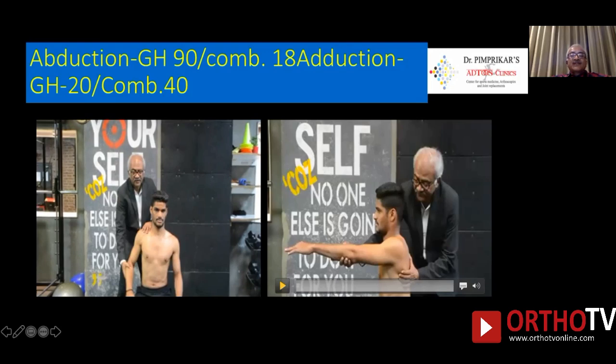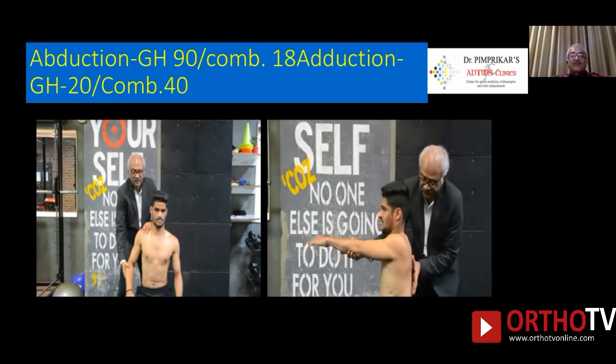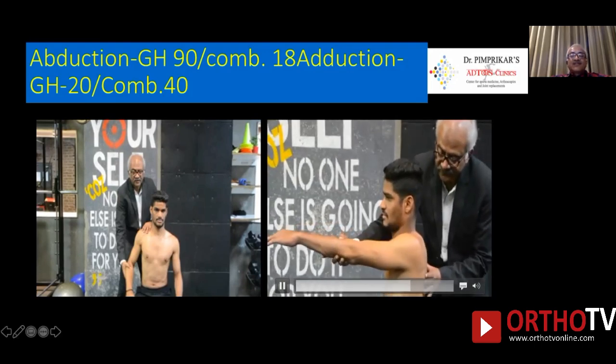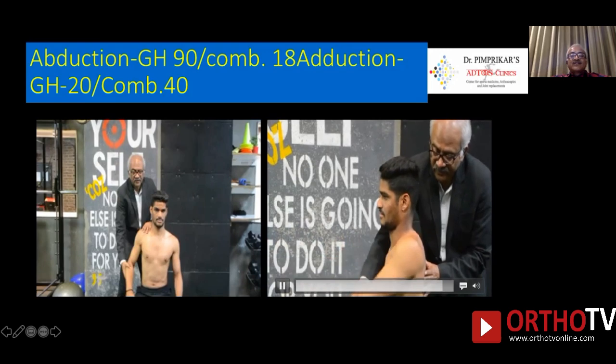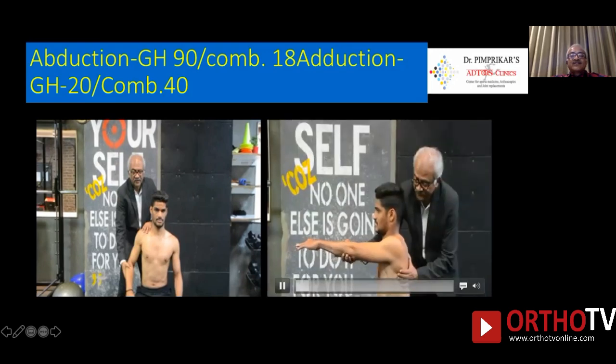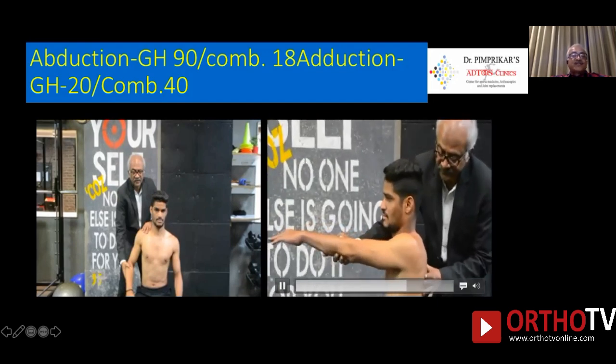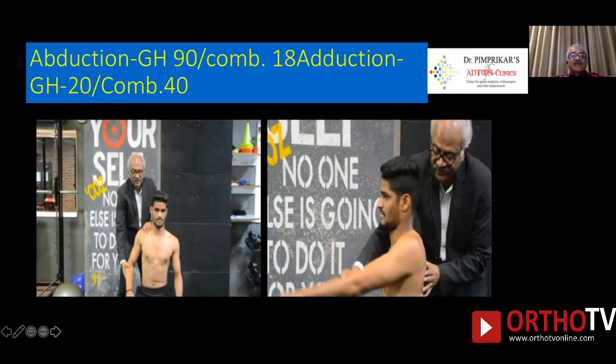Similar to abduction, in adduction, one has to stabilize the inferior angle of the scapula. As you saw here, with the inferior angle of the scapula stabilized, the adduction is limited, and as soon as you leave the hand, you can further adduct it another 20 degrees, giving rise to 40 degrees of combined adduction.